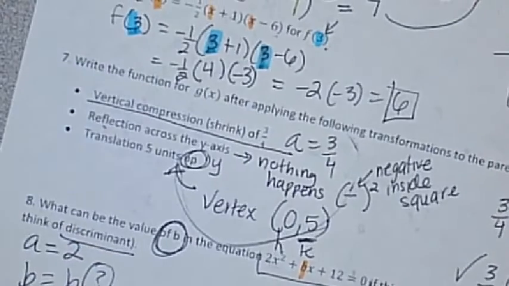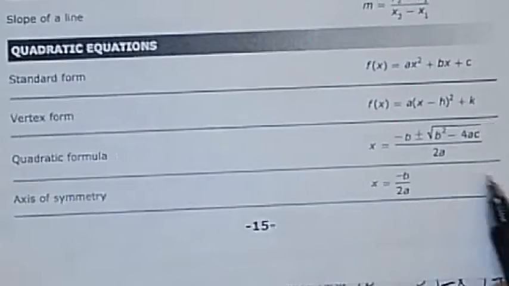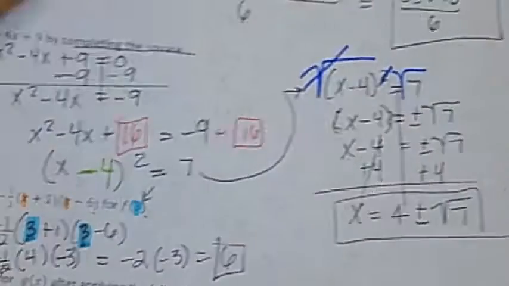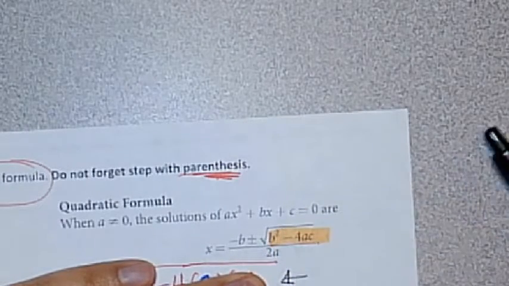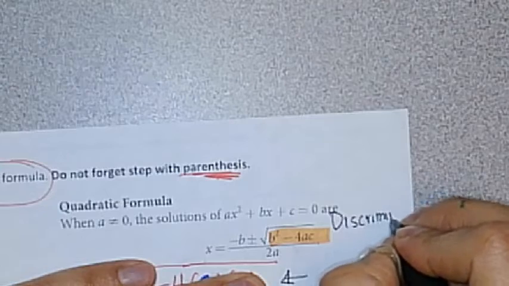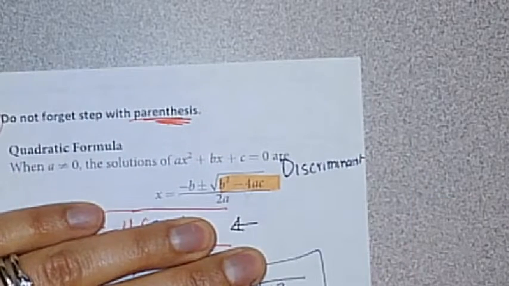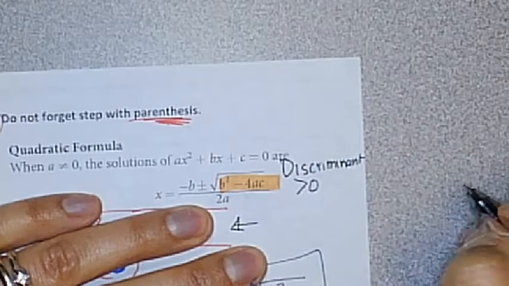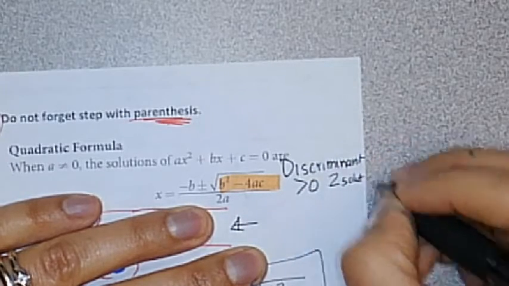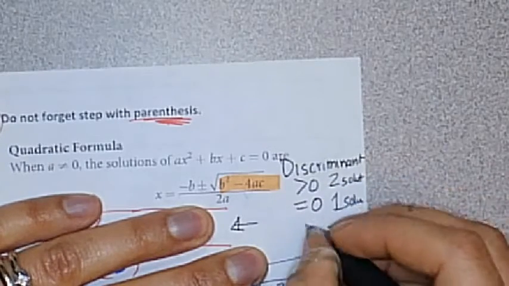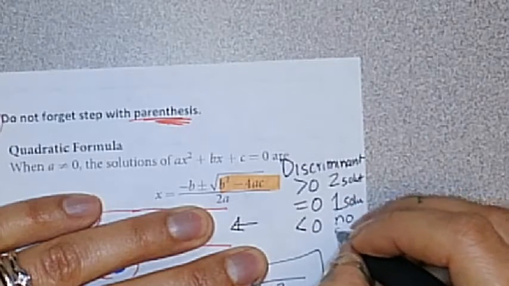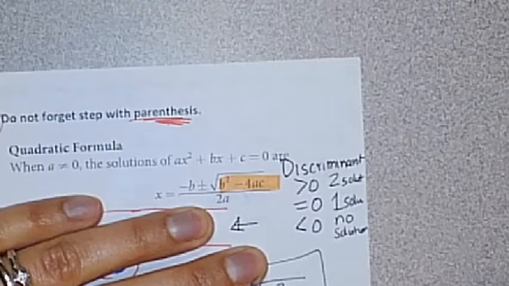Okay, if you look at your formula chart, okay, quadratic formula is right here. Inside the quadratic formula, this is a discriminant. Okay? If it's greater than 0, you're going to have two solutions. If it's equal to 0, you're going to have one solution. And if it's less than 0, you're going to have no solution. Okay?